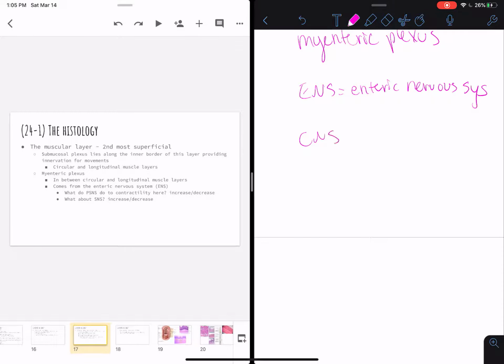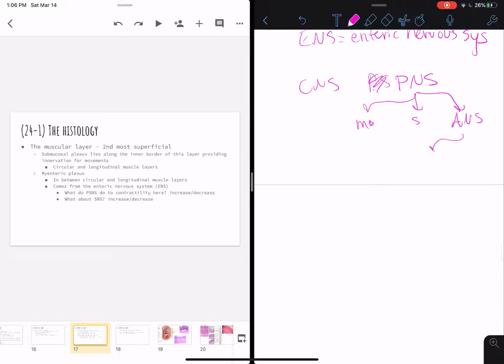So we have the central nervous system, which is brain and spinal cord, and the peripheral nervous system, which is everything else. And the peripheral nervous system is motor, sensory, and autonomics. Then the autonomic nervous system, we've got sympathetics and parasympathetics. But what they also don't teach you, or maybe they did talk about it, is the enteric nervous system. So parasympathetics, sympathetics, and enteric nervous system.